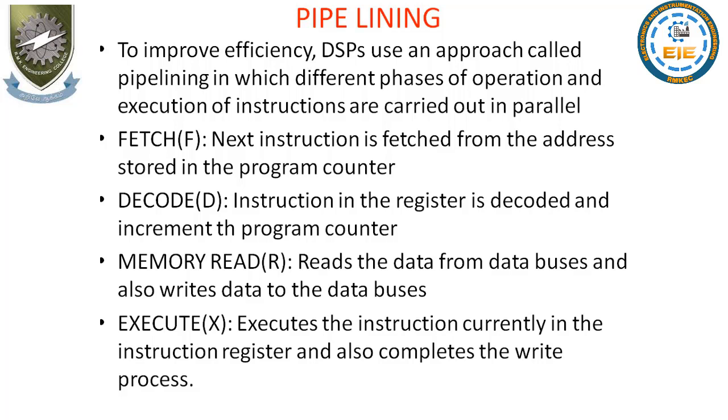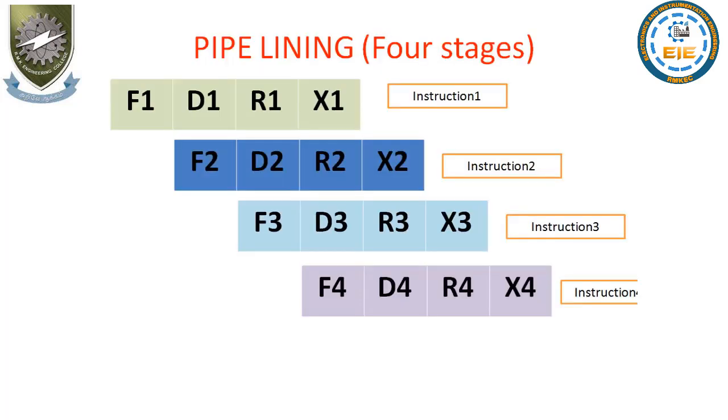Fetch: the next instruction is fetched from the address stored in the program counter. Decode: the instruction in the register is decoded and the program counter is incremented. Memory read: reads the data from the data bus and also writes the data to the data bus. Execute: executes the instruction currently in the instruction register and also completes the write process.